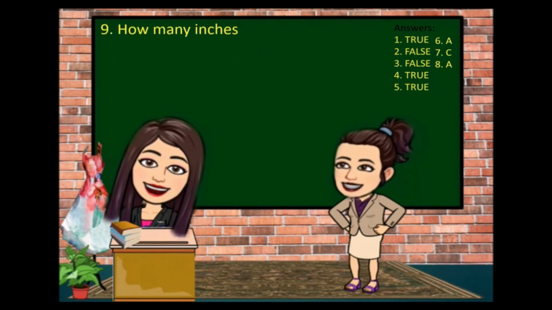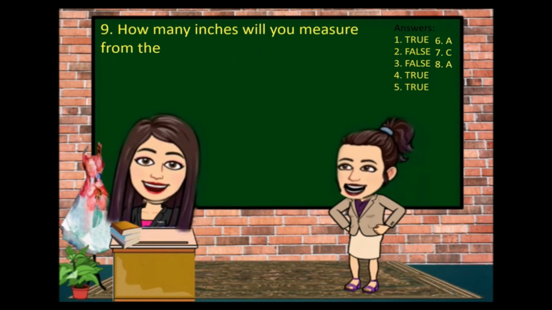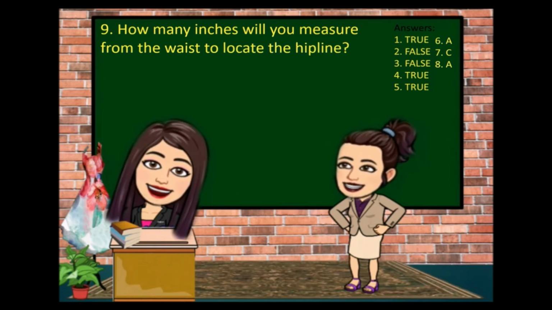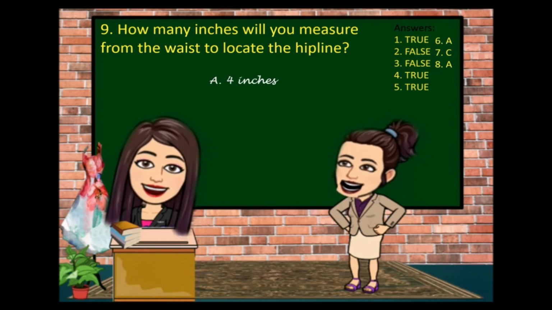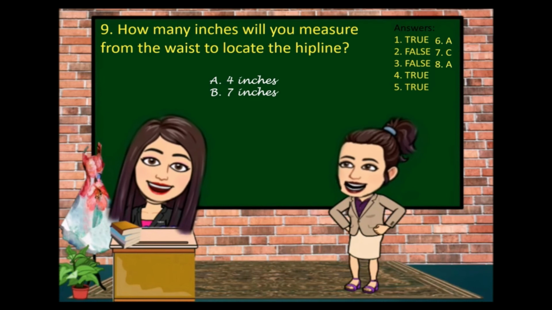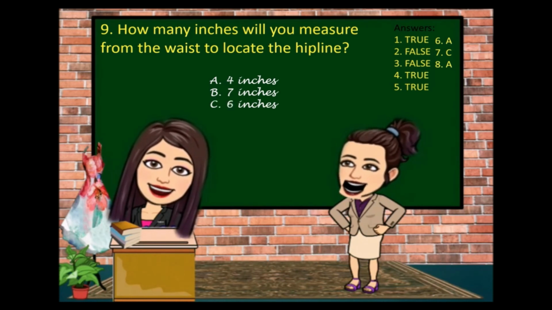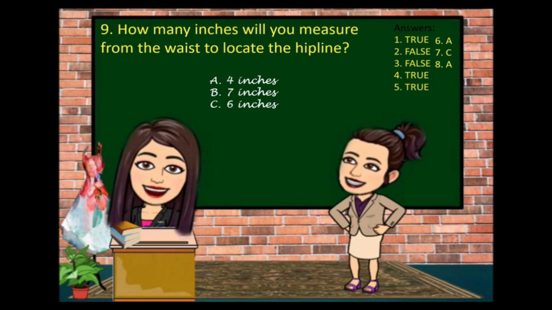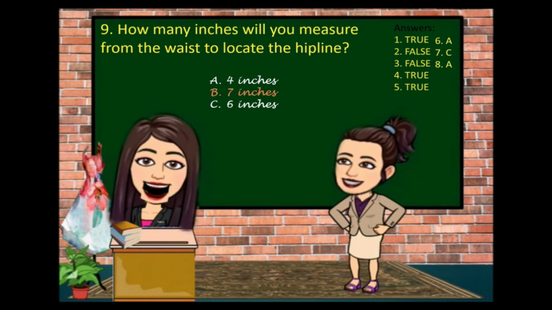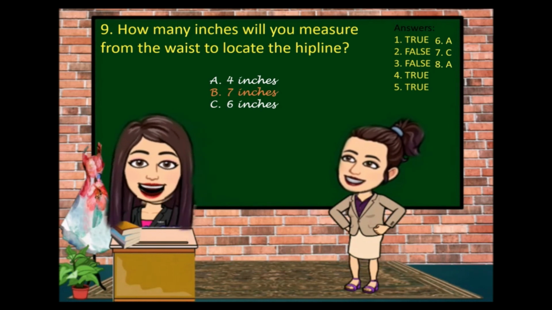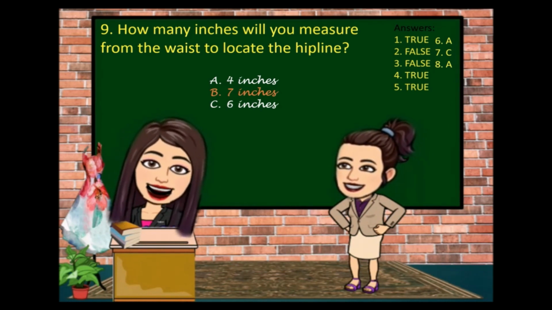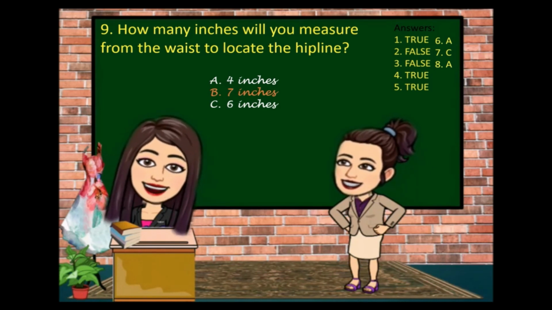Question number 9. How many inches will you measure to locate the hip line? Letter A, 4 inches. Letter B, 7 inches. Or letter C, 6 inches. You are right. The correct answer is letter B. You will measure 7 inches from the waist downward to locate the hip line.